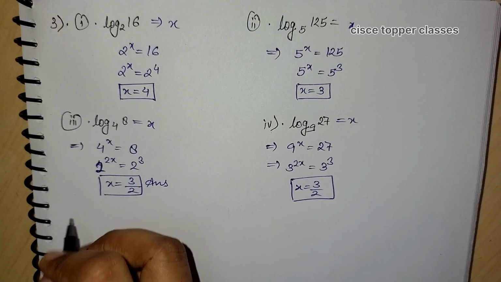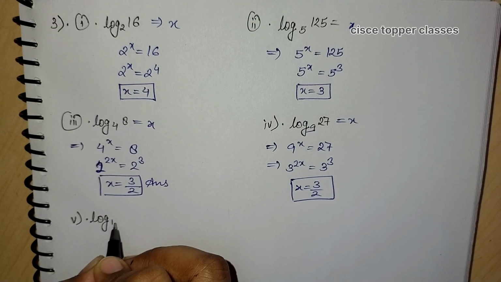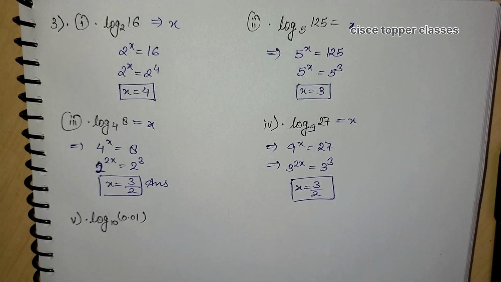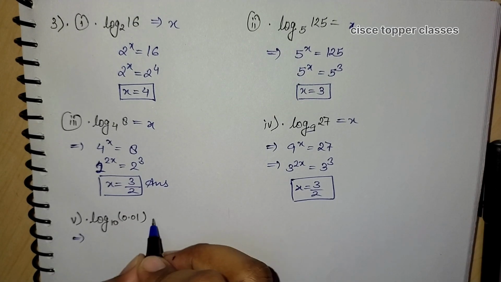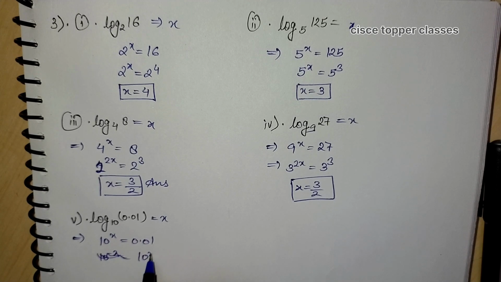Now let us solve the fifth question here. Fifth part is log of 0.01 with base 10. We can write it as, firstly we'll let it be x, 10 to the power x equal to 0.01. So it will be 10 to the power minus 2 here, and on comparing, we can write it as 10 to the power x equal to 10 to the power minus 2, and on comparing x is equal to minus 2 from here.